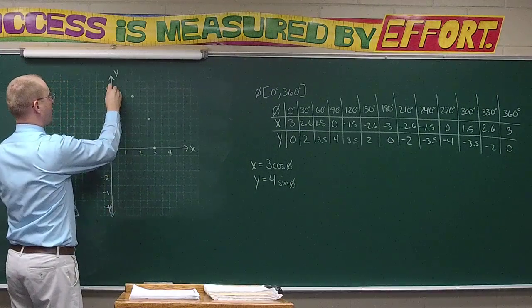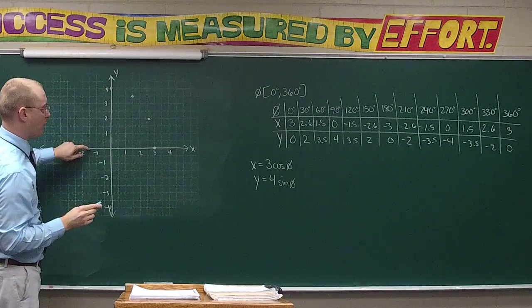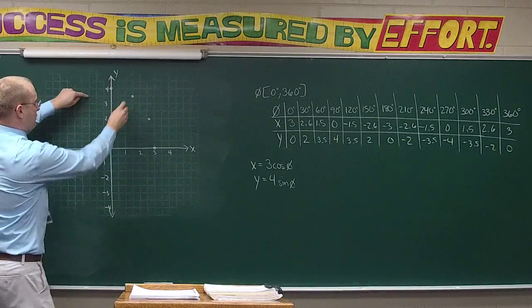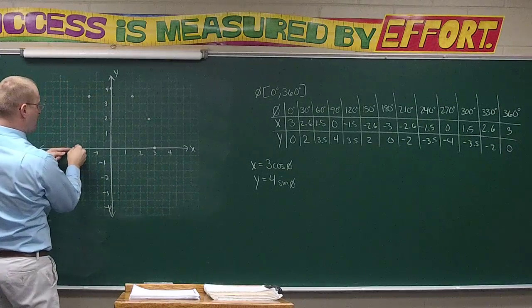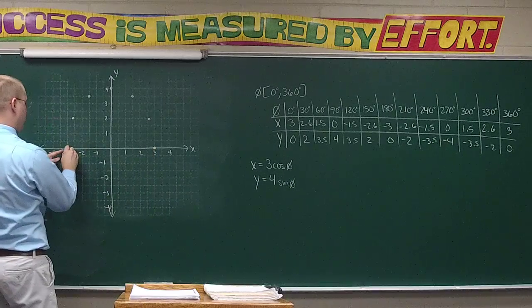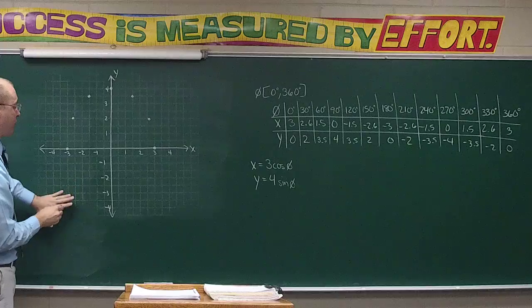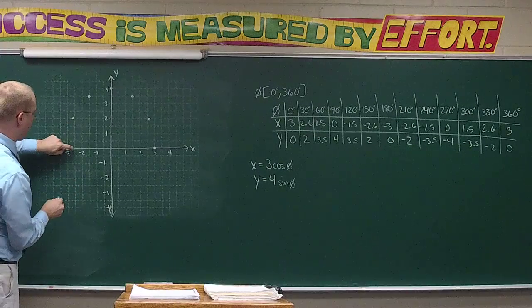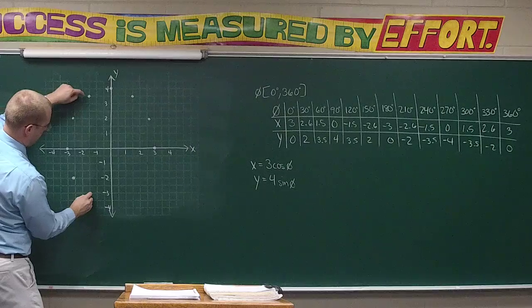0, 4. And then notice the next point is going to be negative 1.5, 3.5. You see the symmetry? So then my next one's probably going to be negative 2.6, 2. And then negative 3, 0. And I'm going to guess we're going to keep coming down here to the third quadrant now and go negative 2.6, negative 2. And now I'm just cheating.